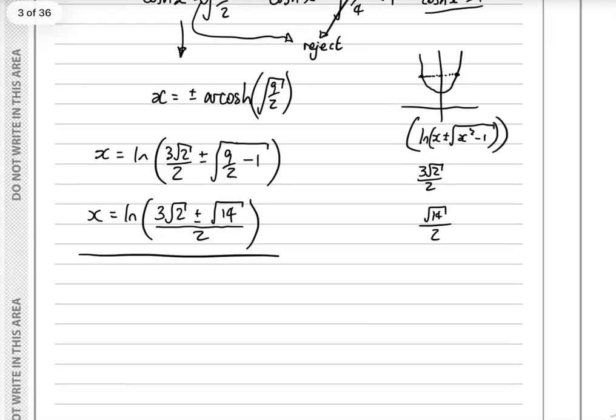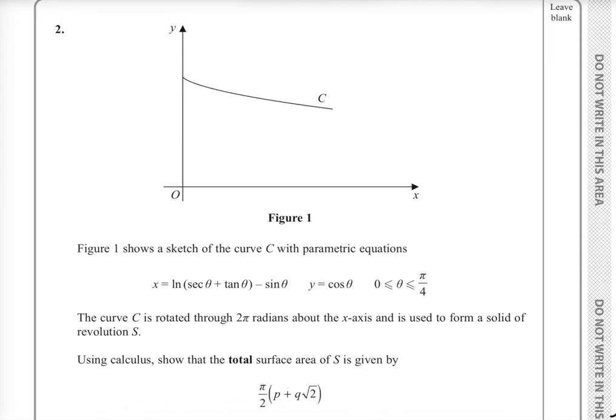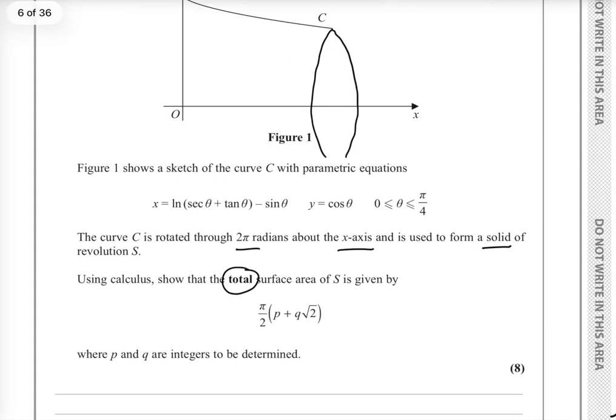On to question 2. Figure 1 shows a sketch of the curve C with parametric equations. The curve C is rotated through 2 pi radians about the x-axis, so it's going this way, and is used to form a solid of revolution S. Using calculus, show that the total surface area of S is given by this, where p and q are integers to be determined. 8 marks.